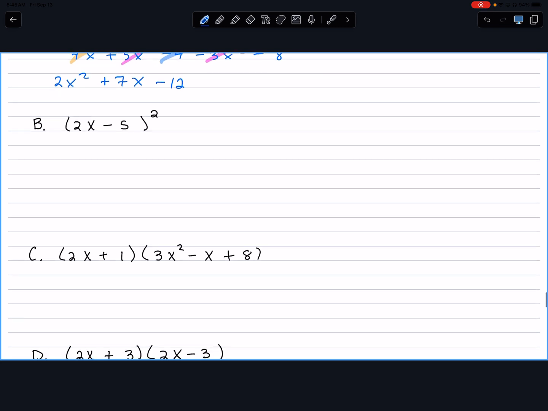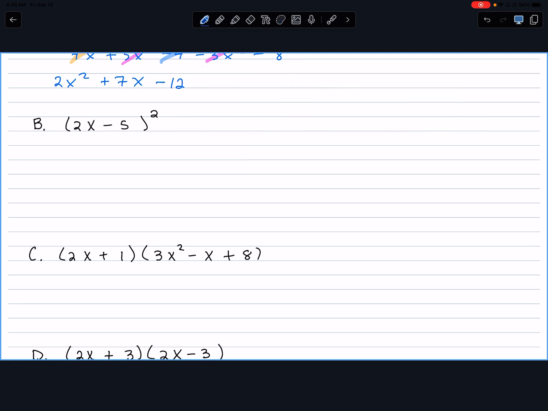Now I want to remind you, there's two ways of doing B. I'm not going to do this first way, but one way of doing this is remembering that this right here is the same thing as this, and then we could just multiply this out like we've done before. But I'm going to use the formula because I want to emphasize it. So remember the formula.